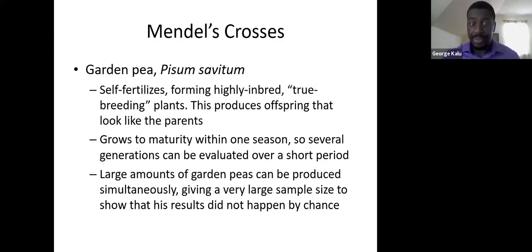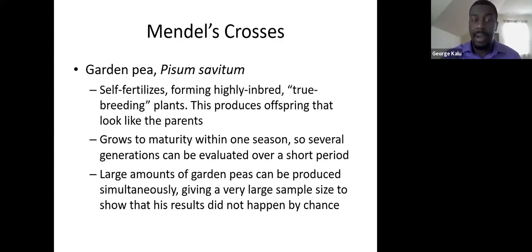Number two is that the garden pea is able to grow very, very quickly. By the time it reaches maturity, that can happen over the course of a single season. And so you can grow multiple generations of these garden peas over a very short period of time, and you can evaluate them again over a very short period of time because they grow so quickly.